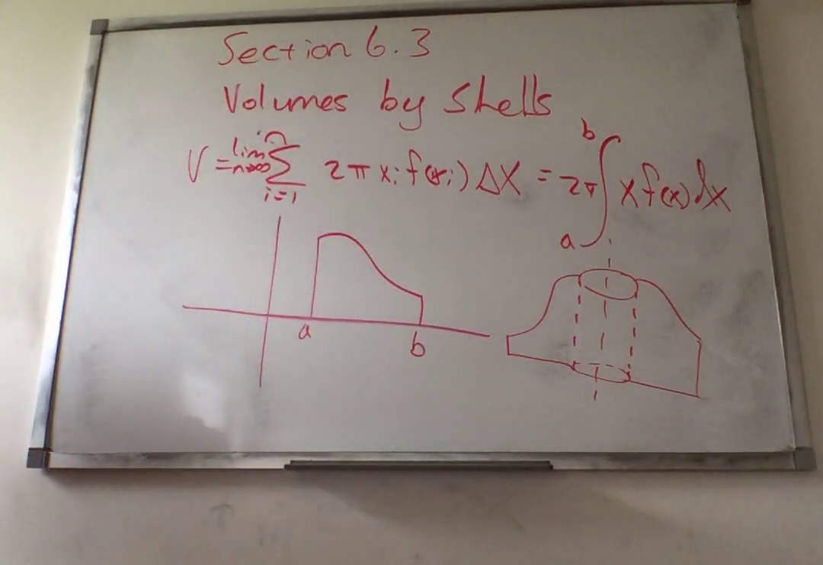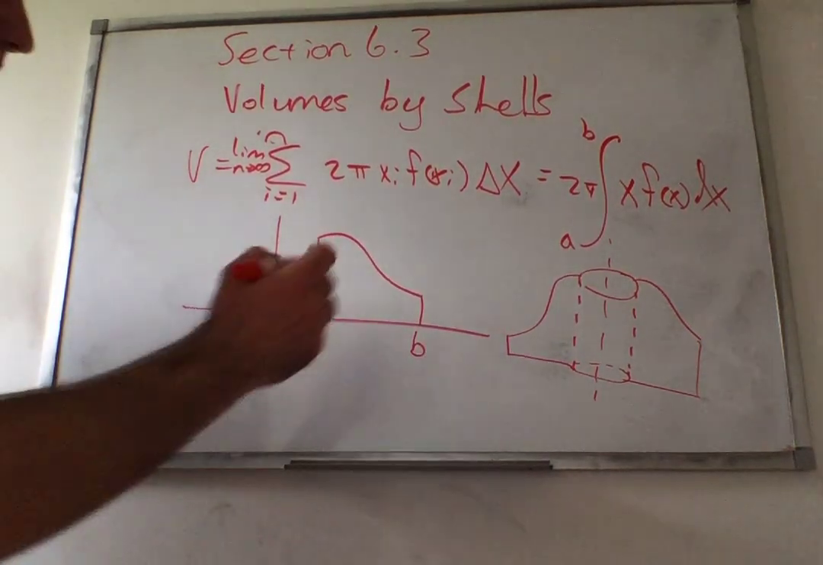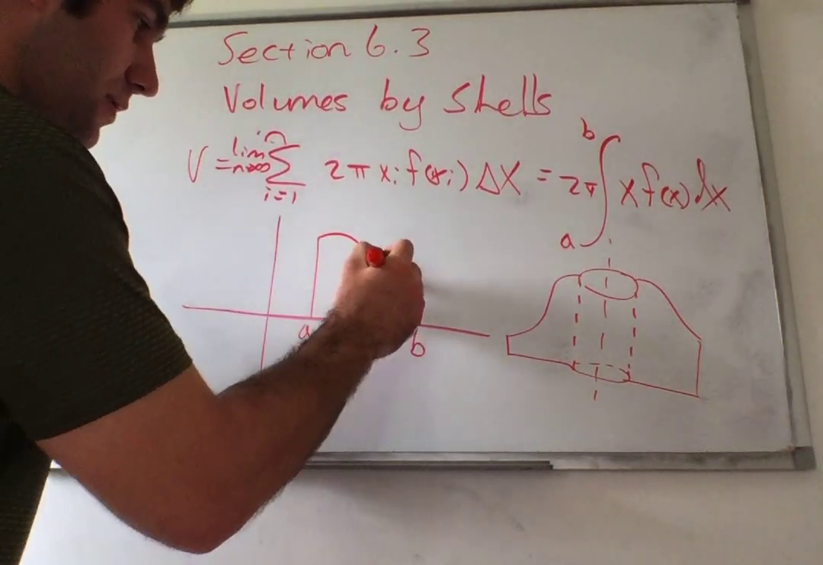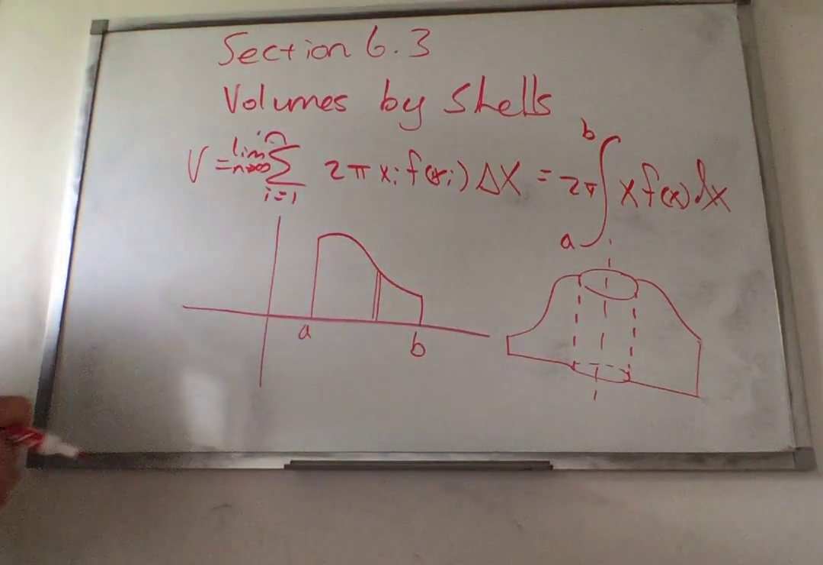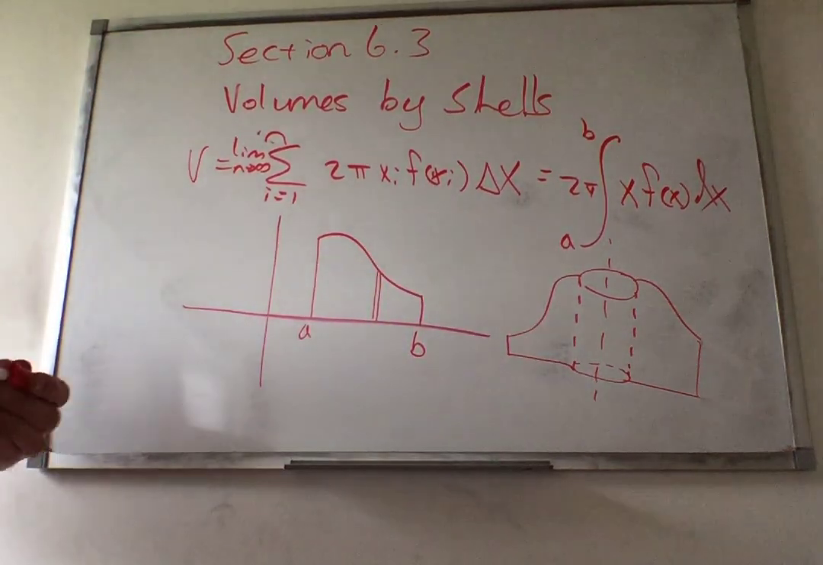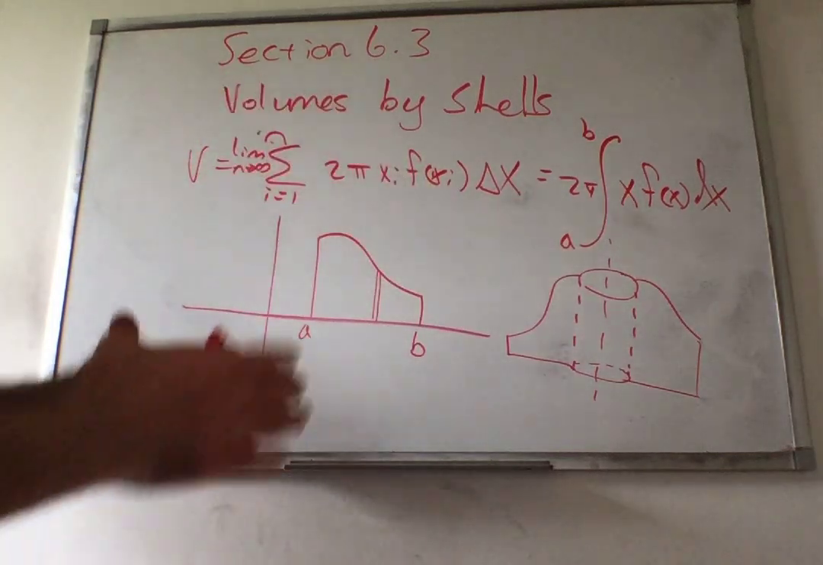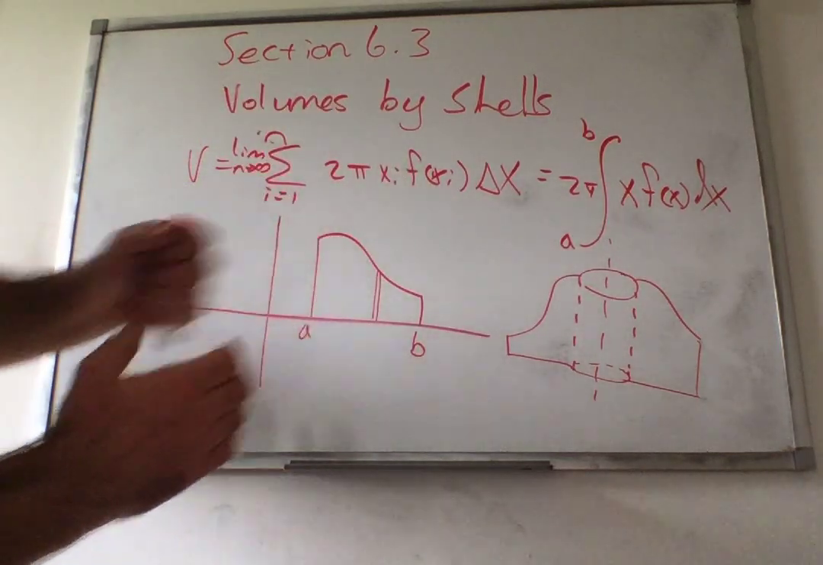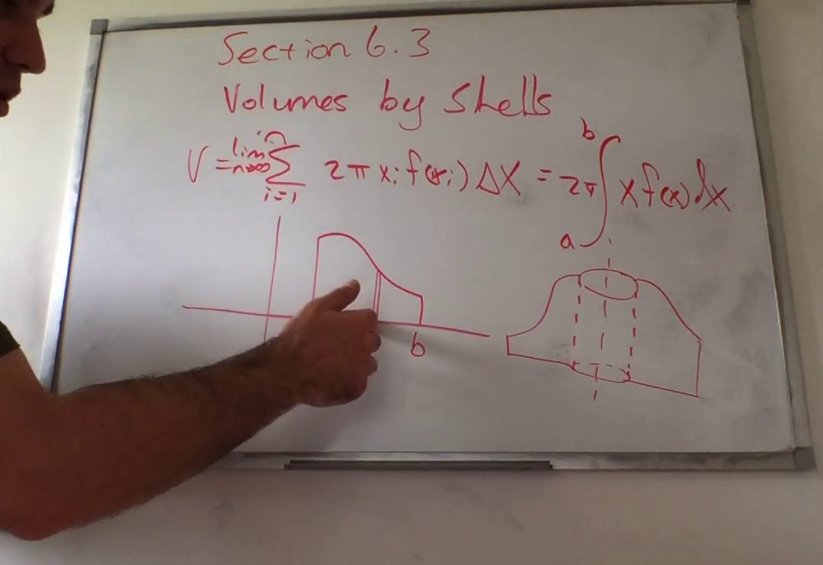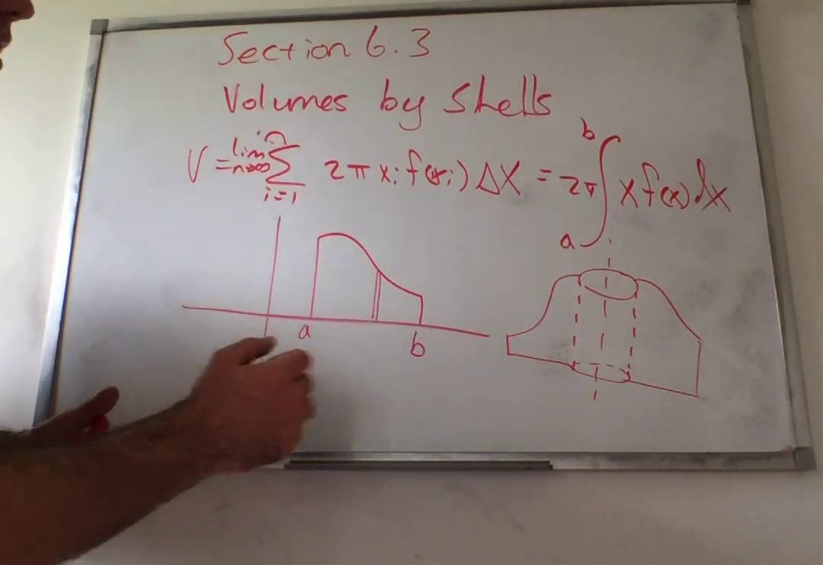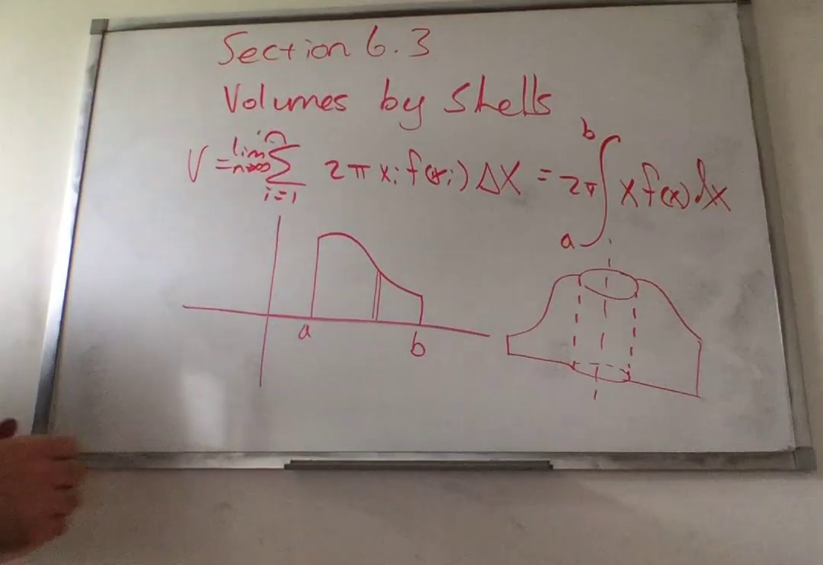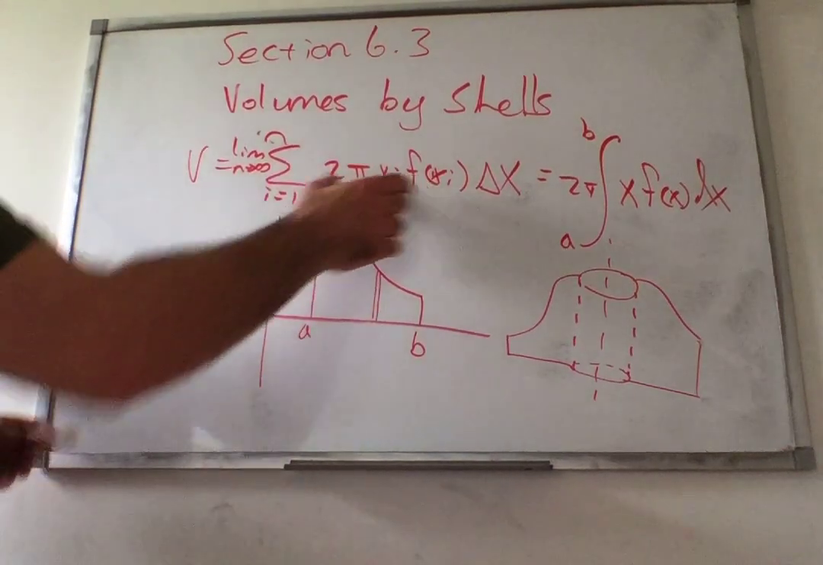Okay? And how this works is, imagine taking a little rectangle and revolving it around the y-axis. What you're going to do is you're going to end up with a shell. And then you move a little bit more, you end up with another shell. That's what these are saying. They're shells. Okay? Let's look at this formula.